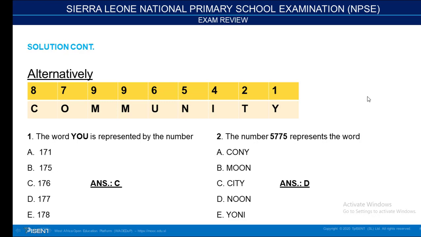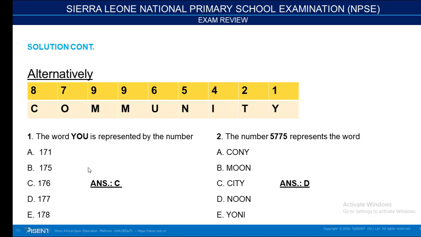Now, coming to the options. 171, no. 175, no. 176. That is what we are looking for. 176, which makes C the correct option. So, on your answer book, you shade C. That is the correct answer.